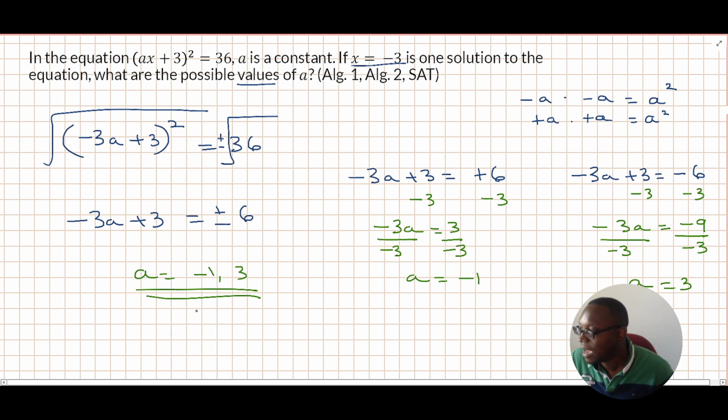This is a sample SAT question, and this is how you want to deal with them when you see this type of question.